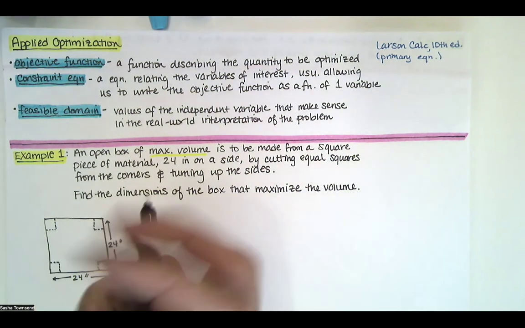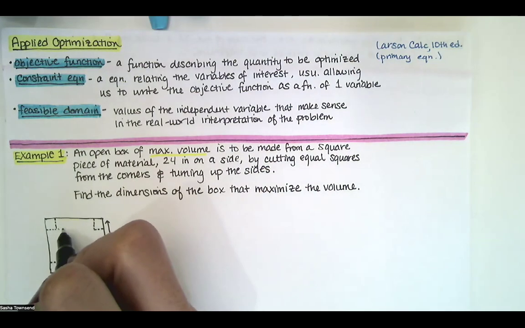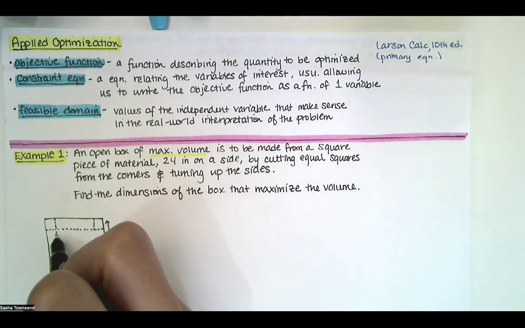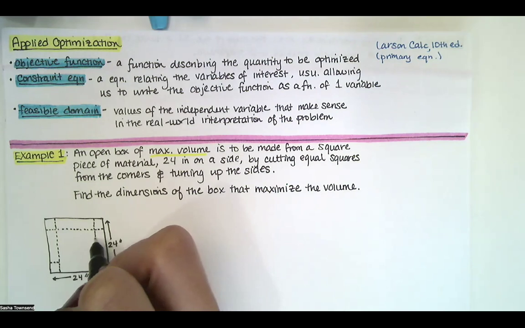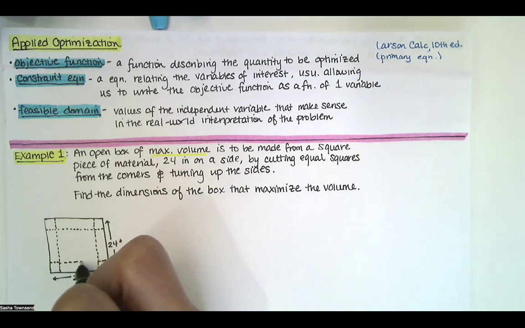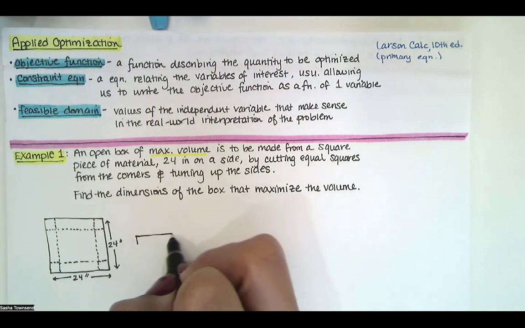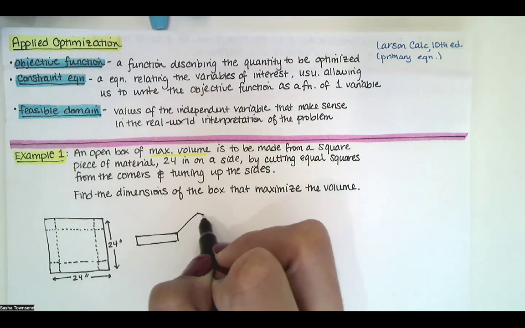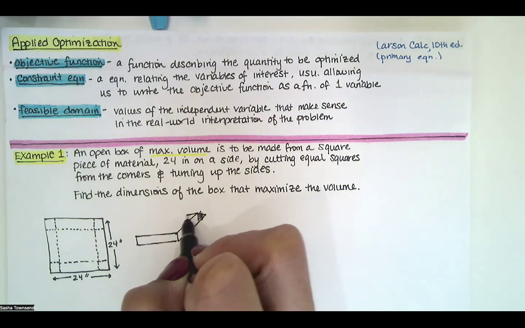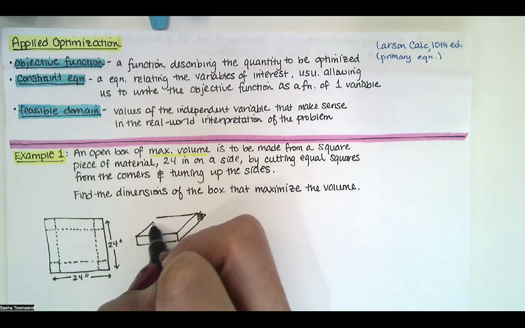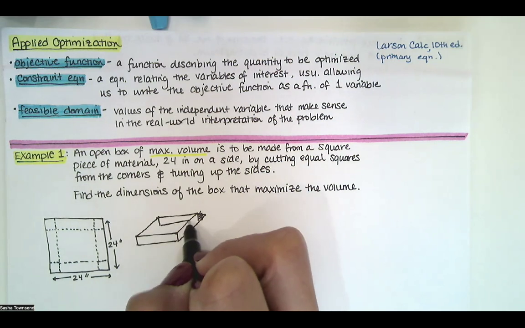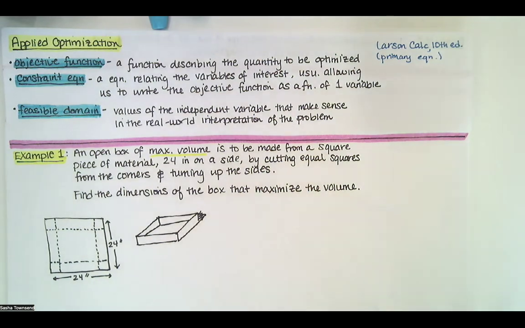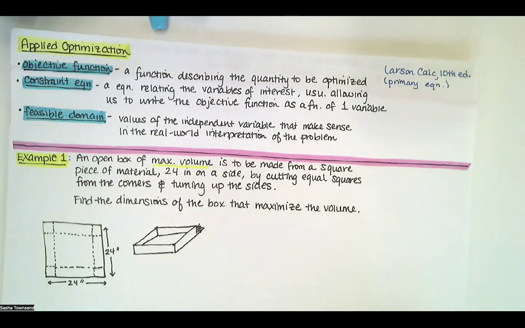And then we're going to just fold along these dotted lines right here. And then when we're done, we'll have a box that kind of looks like this. Oops. Nothing wrong with my perspective drawing there. It's not the best, but I think you get the idea.